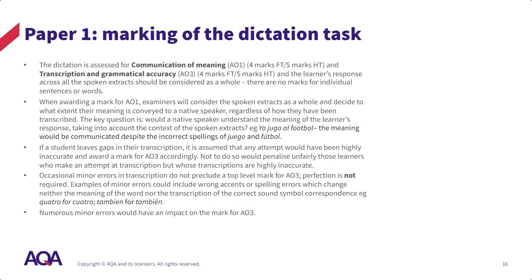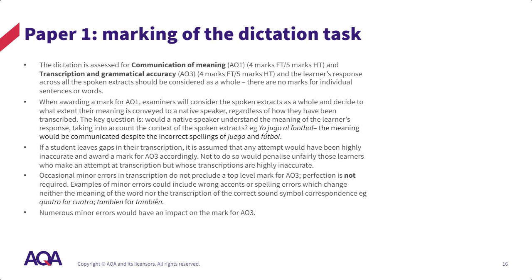So we're now going to look at how the dictation task is marked in the AQA specification. It's levels of response, marked out of 4 for AO1 and 4 for AO3. When awarding AO1, that's responding to spoken language, examiners look across the whole 4 or 5 sentences and make a judgment around how well the meaning of the sentences has been communicated. This is where the lack of accuracy doesn't impact on meaning, as shown in the Spanish example here. The incorrect spellings make no difference in terms of communication, so students can be credited. This makes the task accessible to even the lowest attaining students.